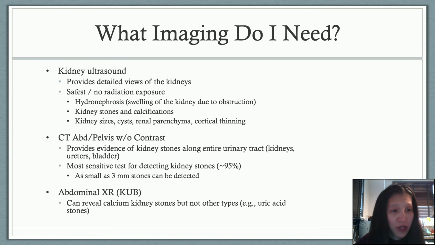And also we assess for kidney sizes, whether there's cysts in the kidneys. We also look at the density of the renal parenchyma and cortical thinning. These are things that, if you have reduced kidney function, might be abnormal as well.